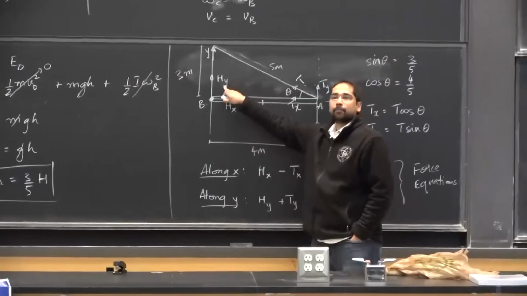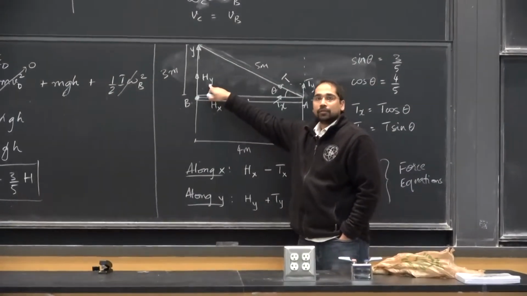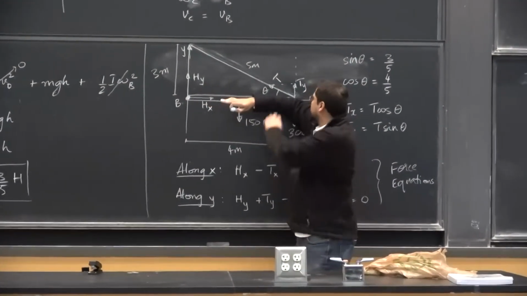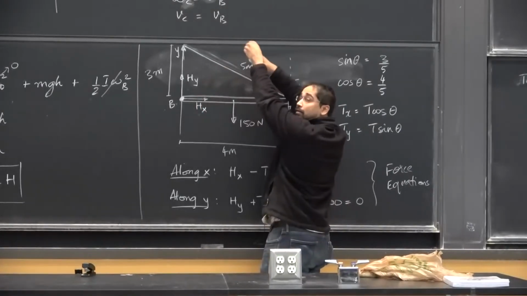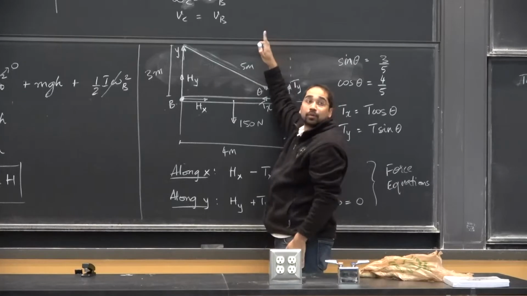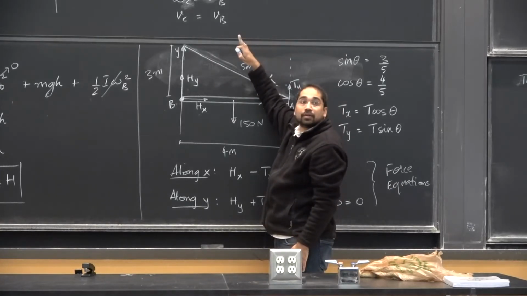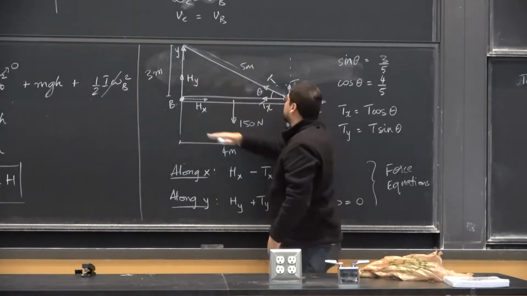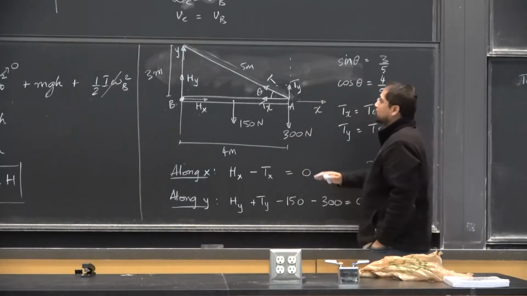Hy? I have a rod like this. Imagine this is the hinge and I'm pulling upwards. I'm going to get a torque. Is it clockwise or counterclockwise? Clockwise. And what other forces do I have?